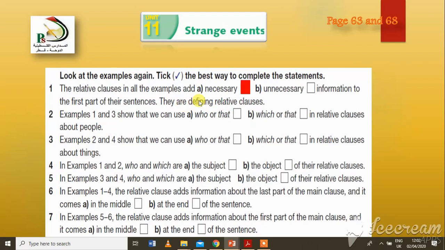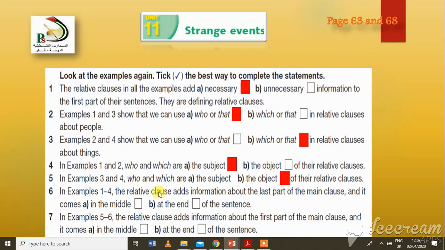Defining. Of course, necessary. Examples 1 and 3 show that we can use who or that in relative clauses about people. 2 and 4 show that we can use which or that about things. In examples 1 and 2, who and which are the subject of their relative clause. Go back to 1 and 2 and confirm they are the subject. But in 3 and 4, who and which are the object of their relative clause.